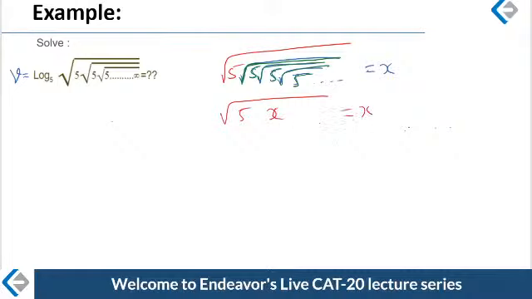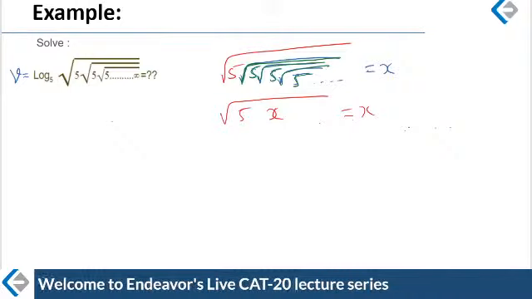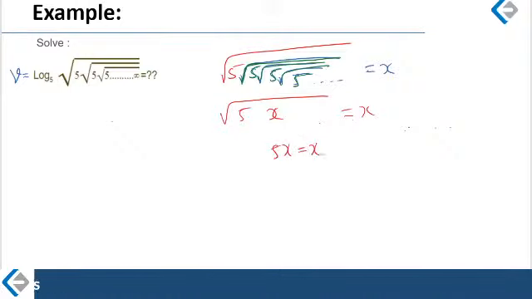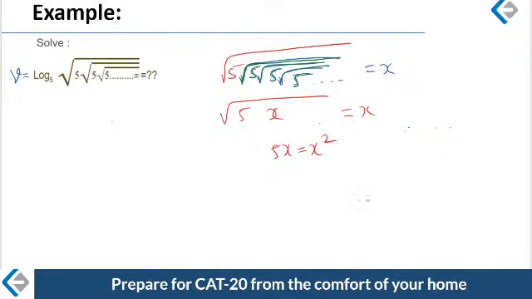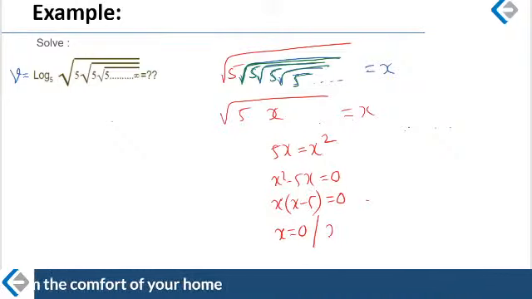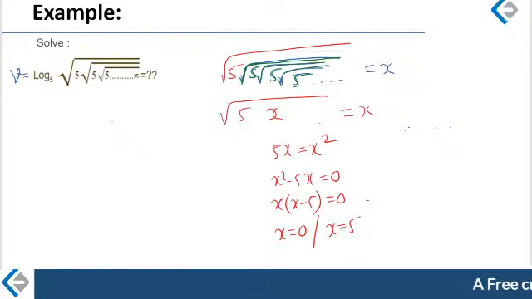Therefore, you write this as under root of 5x is also equal to x. Square it on both the sides. You will get 5x is equal to x square. Therefore, x square minus 5x is equal to 0. That is x times (x minus 5) is equal to 0. Therefore, x should be 0 or x should be 5. x cannot be 0.